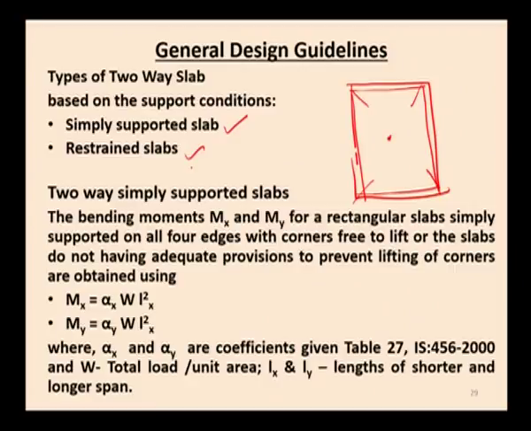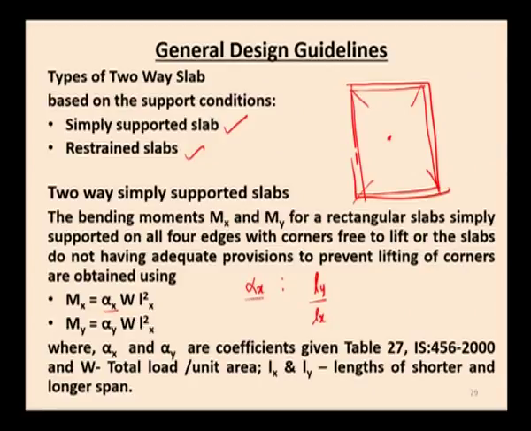The bending moments Mx and My for a rectangular slab which is simply supported on four edges with the corners free to lift, or slabs which do not have adequate provision to prevent the lifting of corners, are obtained using Mx equal to alpha x into w Lx square, My equal to alpha y into w Lx square. Here alpha x and alpha y are the moment coefficients. They depend on the ratio Ly by Lx. It is given in Table 27 of IS 456 2000.